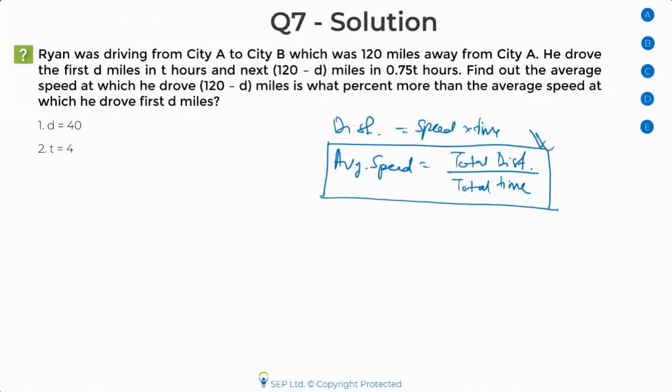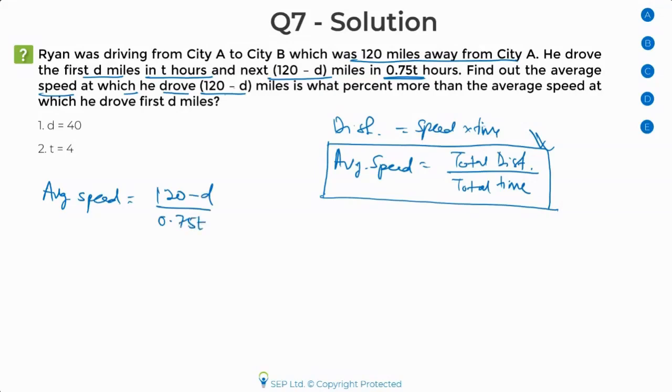And again, I'll do my pre-analysis first. That's what is important. So here I'm driving 120 miles. He drove the first D miles in T hours, the next 120 minus D miles in 0.75 T hours. I need to find out the average speed at which he drove 120 minus D miles. So I'll write that down very quickly. Average speed for 120 minus D miles: total distance is 120 minus D. The total time is 0.75 T. So I'll write it like this, average speed of this.